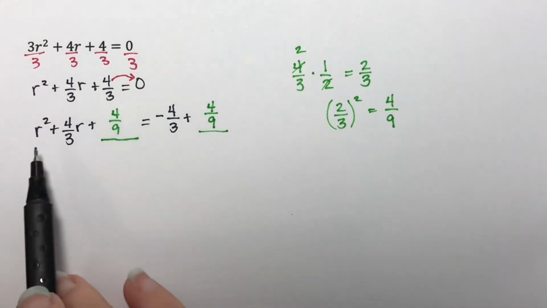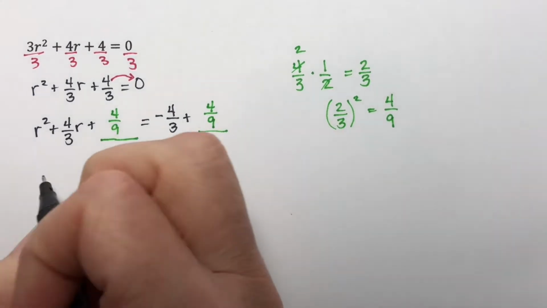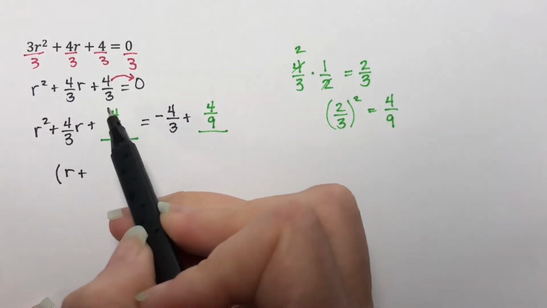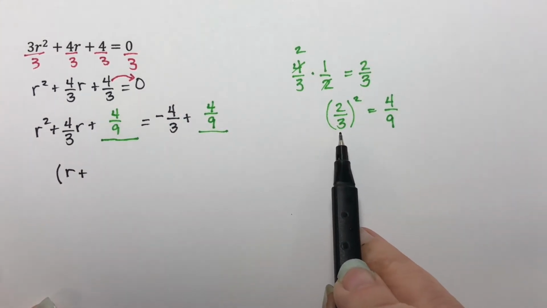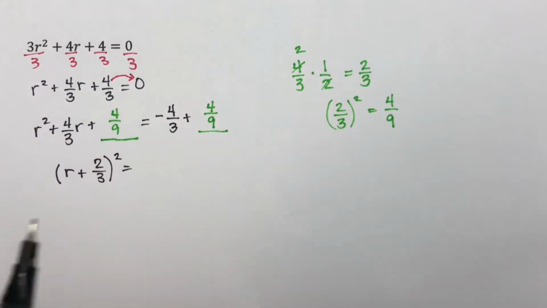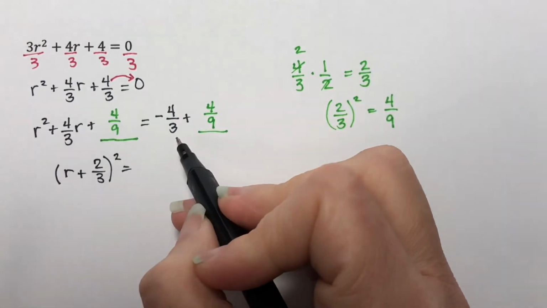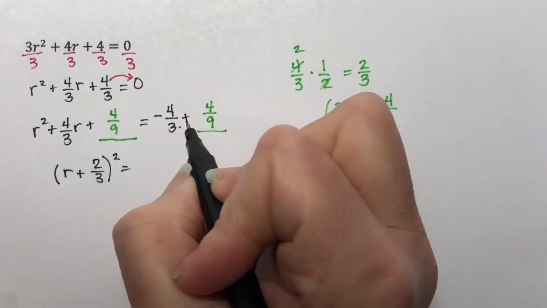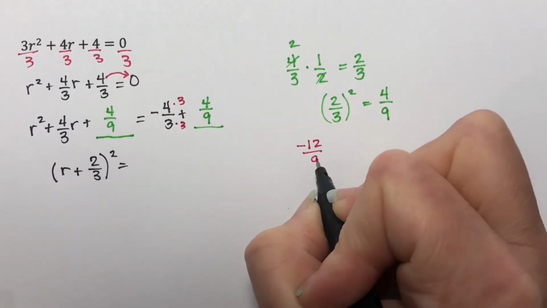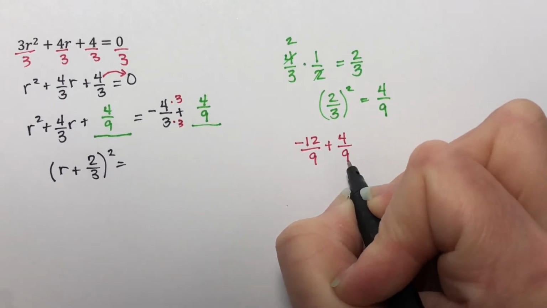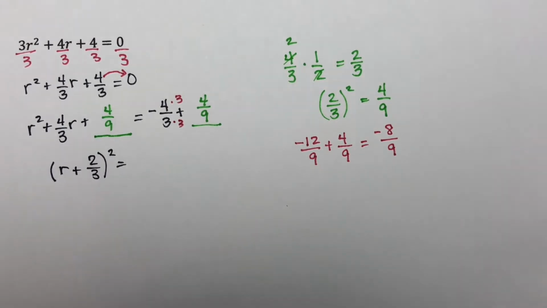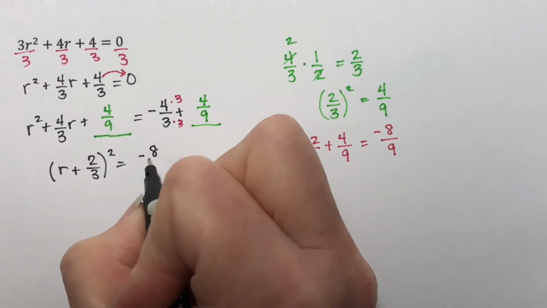Okay, now this should be a perfect square trinomial, and it will factor as r, that's a plus, so this is a plus, and then the square root of this, which remember is always right here before you squared it. So r plus 2/3 squared is equal to, I need to do this calculation right here. My common denominator would be a 9, so I multiply that by 3 and that by 3, and I get negative 12/9 plus 4/9, and that will give me negative 8/9. Okay, so this is equal to negative 8/9.